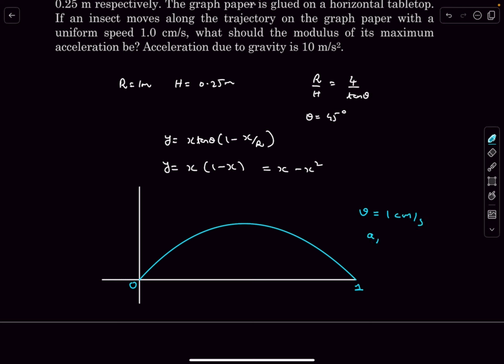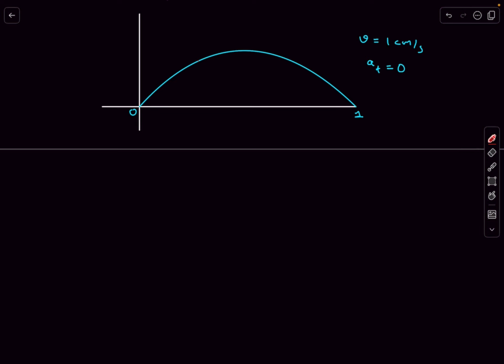So its speed is given to be constant and is equal to 1 centimeter per second, so the tangential acceleration in this case is 0. Now they're asking us what should be the modulus of maximum acceleration. So here we'll use a direct result of curvilinear motion. Whenever we have a particle moving along a curve, the direction along its velocity vector is called the tangential direction, let's mark it as t cap, and the direction normal to it is what we call n cap, or the normal direction.